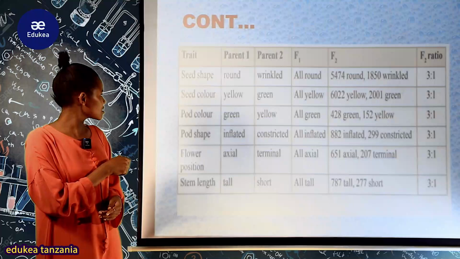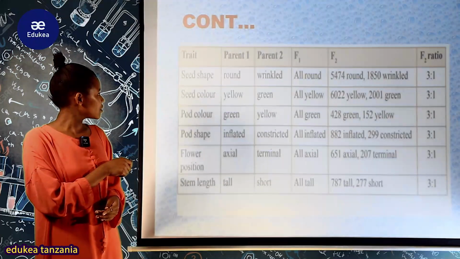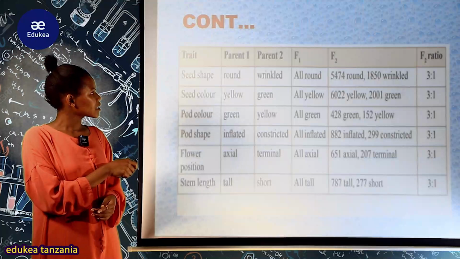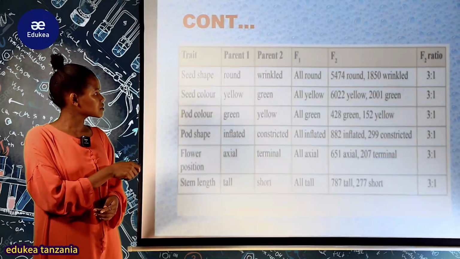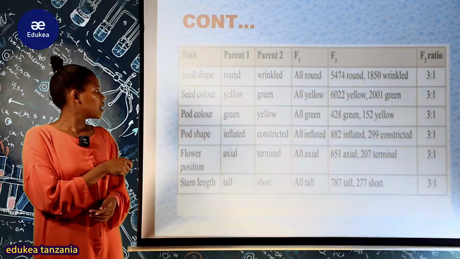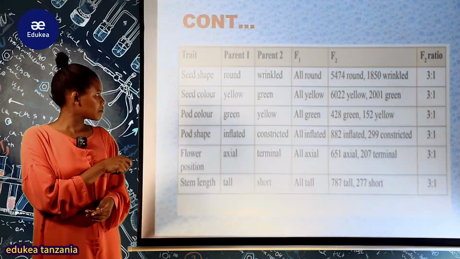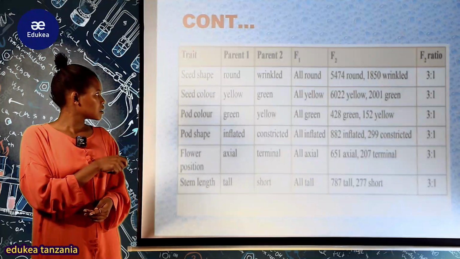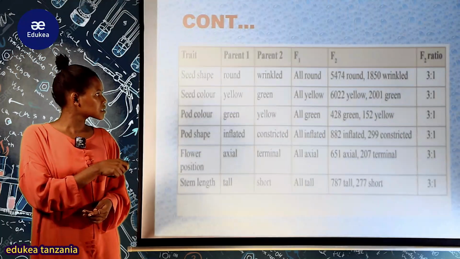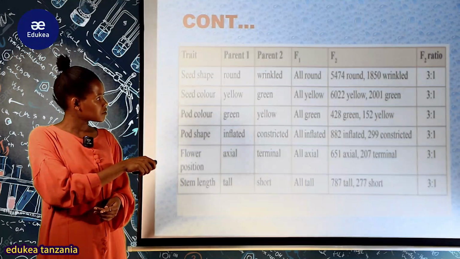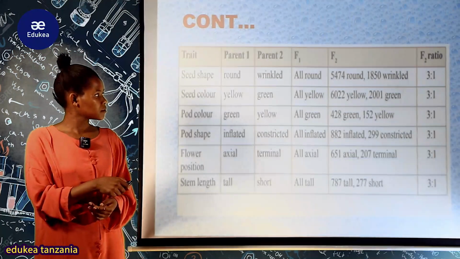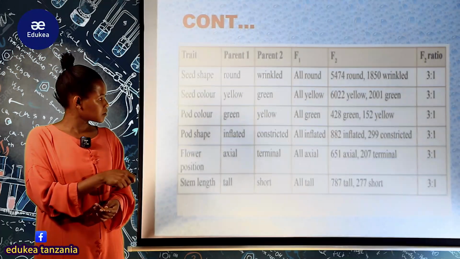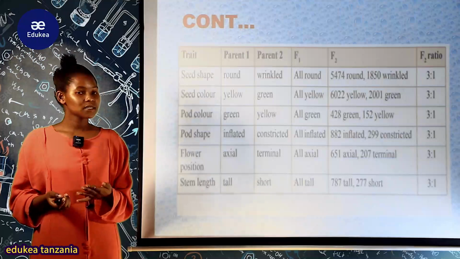Mfano tukizungumzia seed shape, parent 1 walikuwa round, parent 2 wakawa wrinkled, wakawa crossed, lakini F1 generation wakapatikana wote ni round. Kwa hiyo hii wrinkled character ikawa masked, but on crossing F1 generation hii masked character ikawa displayed kwenye F2 generation, wakapatikana 3:1. The other traits the same.